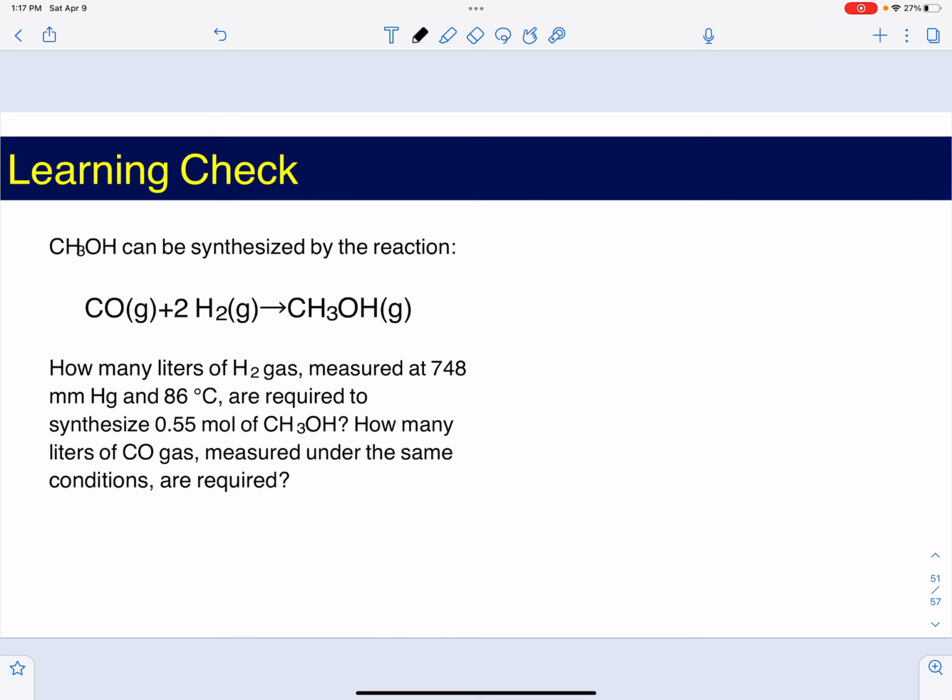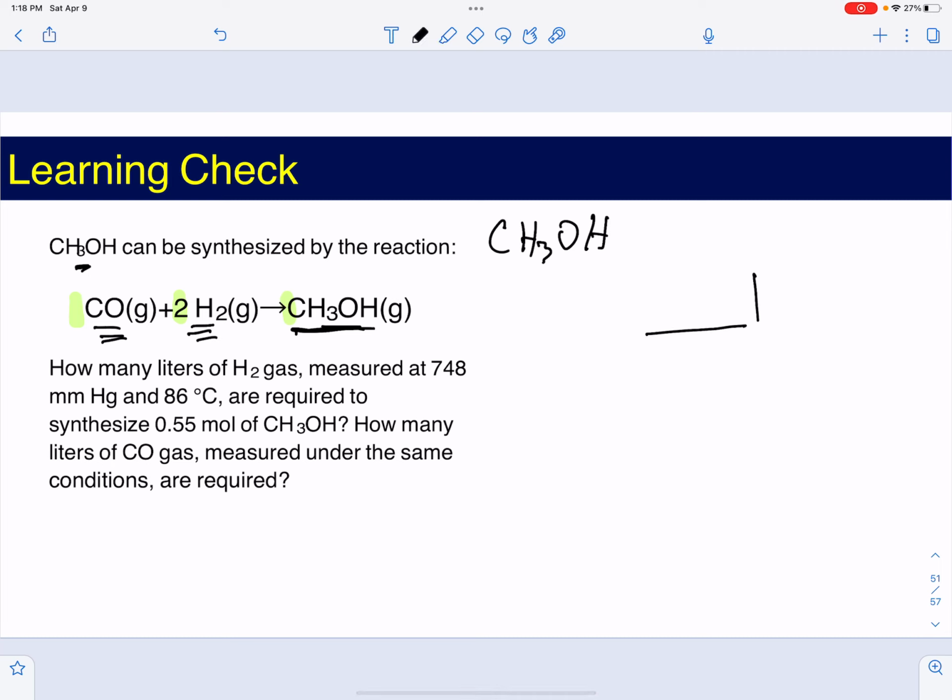Methanol, CH3OH, that's what that says in there. So methanol can be created by reacting carbon monoxide and hydrogen gas. And the relationship is going to be 1 carbon monoxide for every 2 hydrogens to produce 1 methanol. So those are the mole-to-mole ratios that we are going to have. And the question is how many liters?